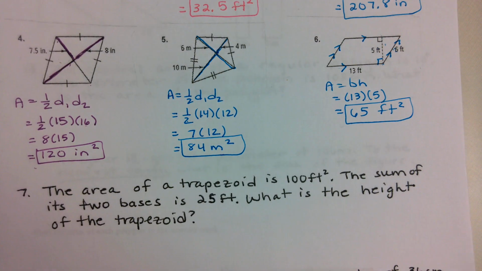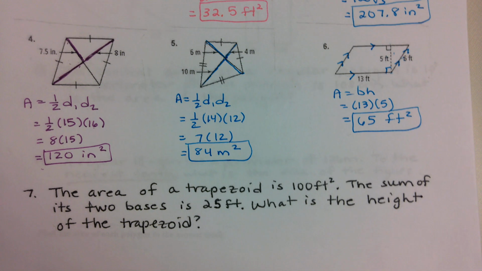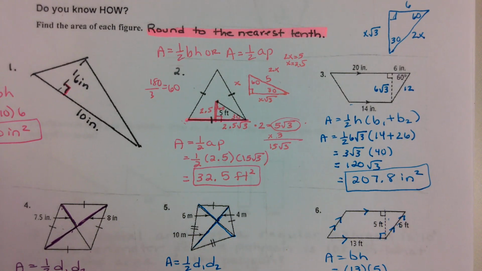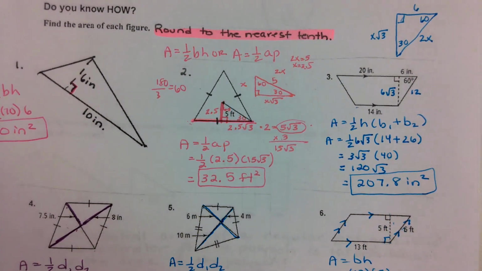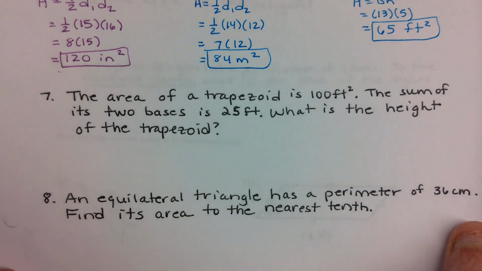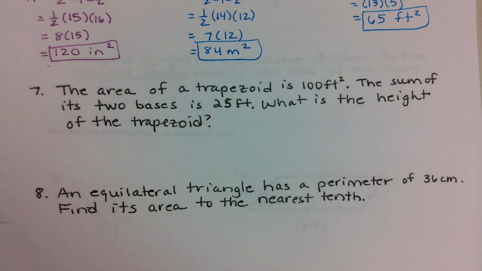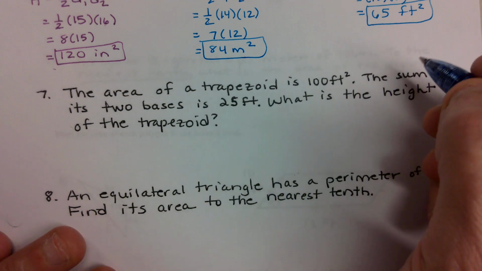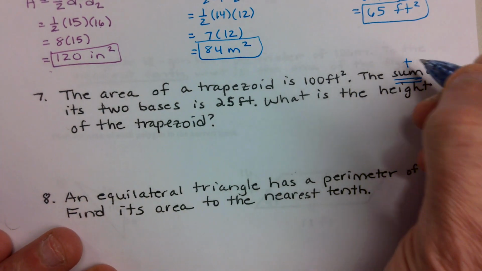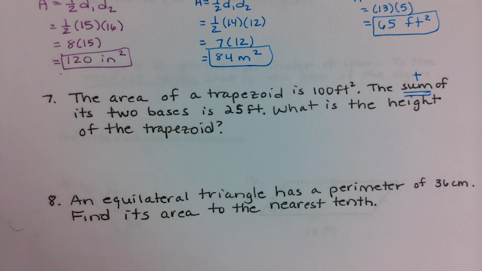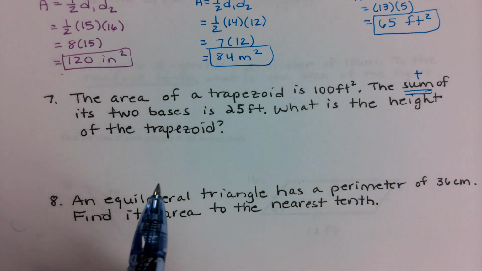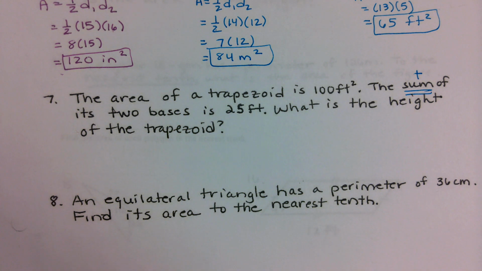You're thinking, I want a lot of those like those three, right? But you will see these types of problems as well. The area of a trapezoid is 100. The sum, what does sum mean? Plus. The sum of its two bases. What are the bases? The ones that are parallel. Is 25. What is the height of the trapezoid?